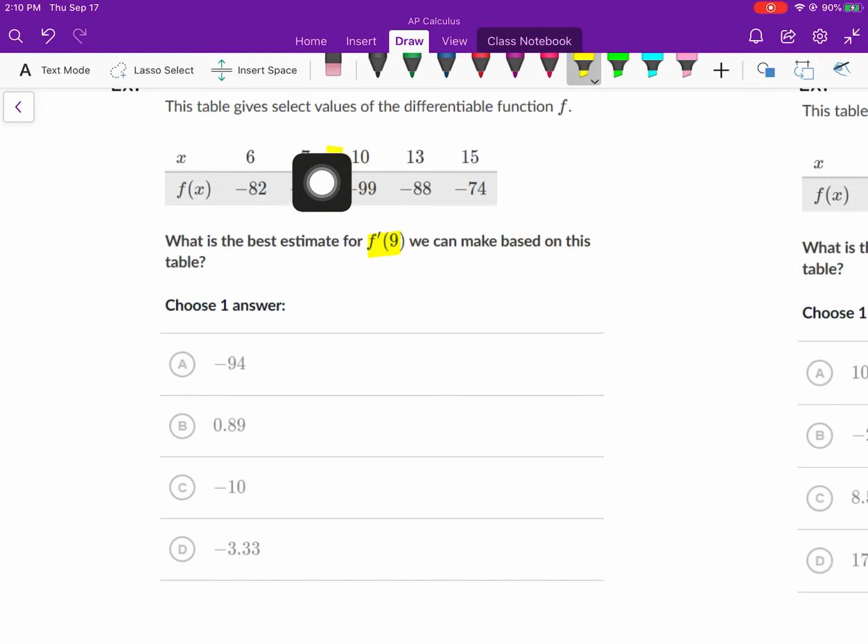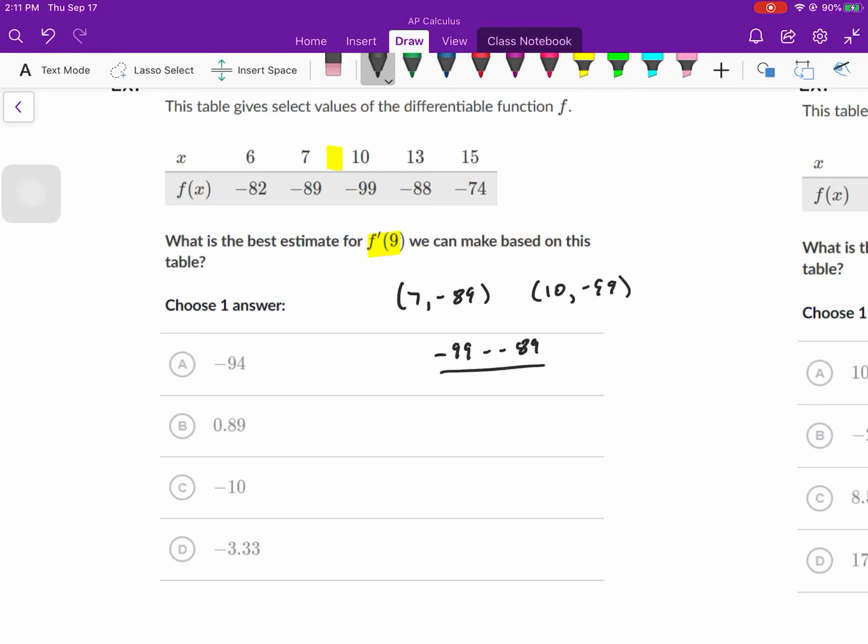So what I'm going to do is use these 2 points there and find the slope. So we have the point (7, -89), and the other point (10, -99). And we'll just do y2 minus y1 over x2 minus x1. So negative 99 plus 89 is negative 10 over 3, which would be about negative 3.33. And that's the idea. There's a bunch of different methods for numerical estimating of derivatives. A lot of them take computers though. And so we're just doing the basic: find the slope, and go with the closest answer that you can find.